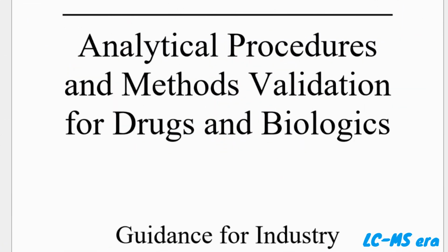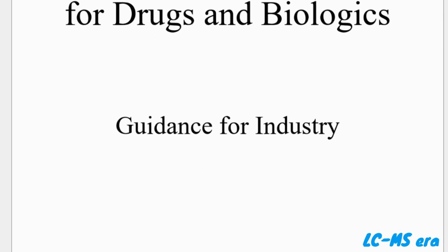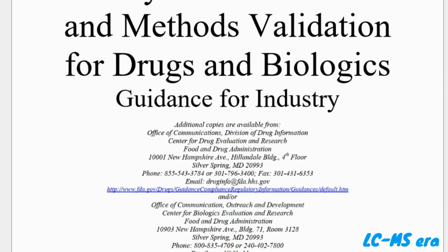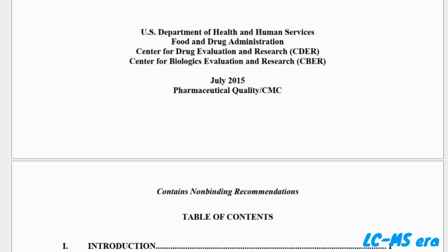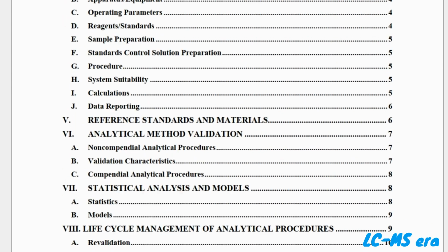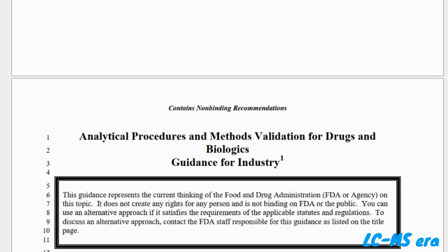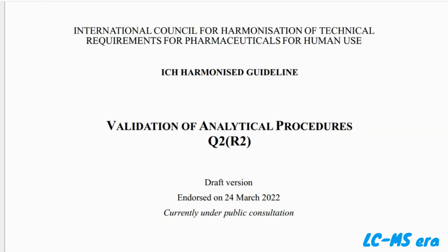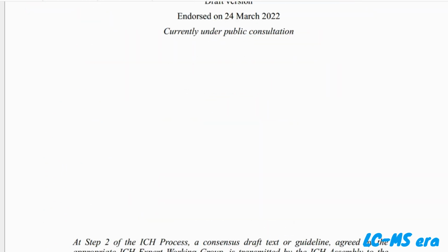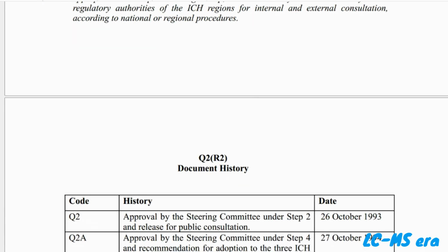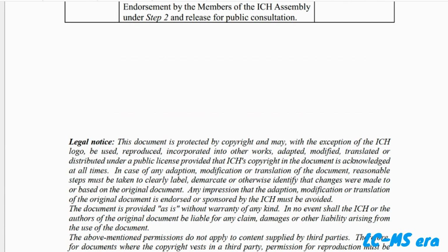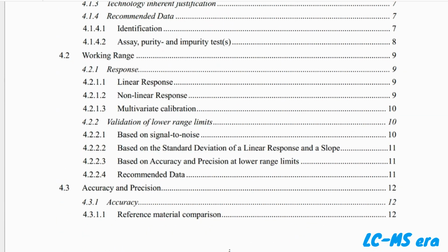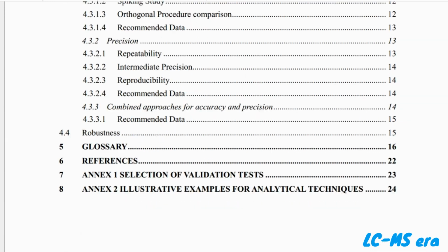Moving on, we have the FDA's Analytical Procedures and Methods Validation for Drugs and Biologics. This guidance, specifically designed for the pharmaceutical industry, provides a comprehensive approach to validating analytical methods. Last but not least, we have the ICH Guideline Q2(R2) on validation of analytical procedures. Although currently under public consultation, this guideline, published in March 2022, offers important insights into the validation process.